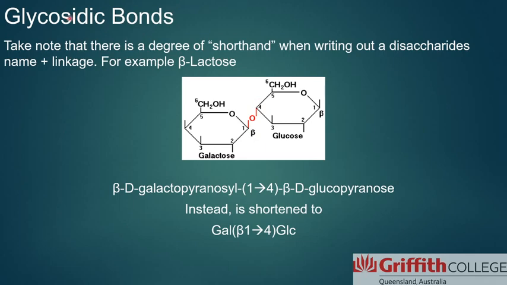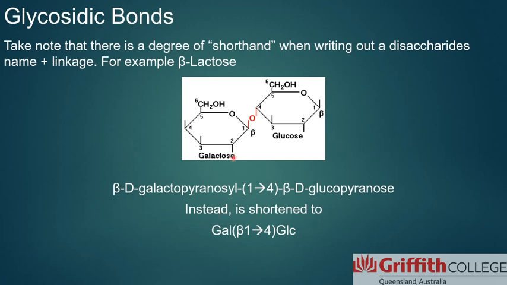Now, we do also have a degree of shorthand here. When we're looking at lactose, it is galactose and glucose joined together. This is the full name. We don't use IUPAC naming with sugars, but this would be the full written out descriptive name of lactose: beta-D-galactopyranosyl-(1,4)-beta-D-glucopyranose. Now, that's not too bad, because we can break that down into chunks and, looking at the structure, be able to discern that.